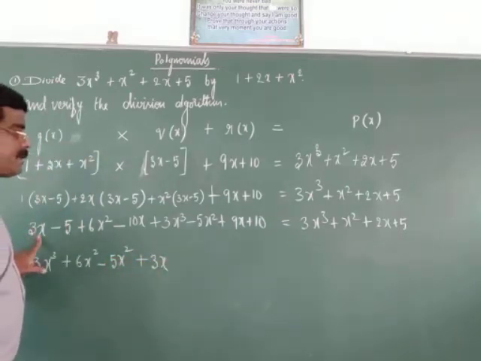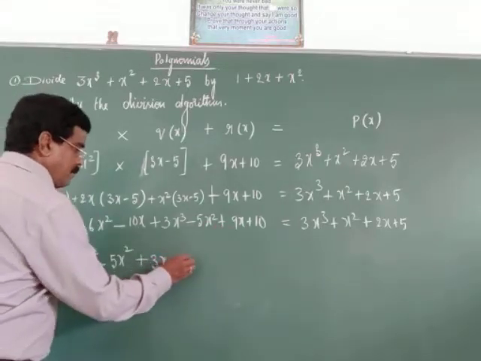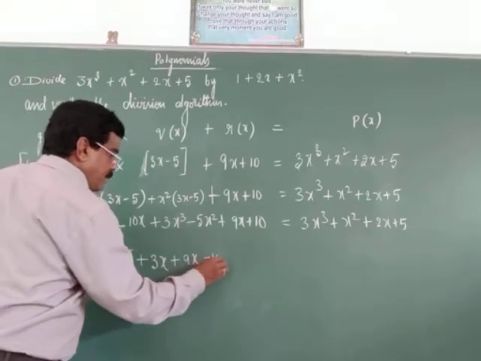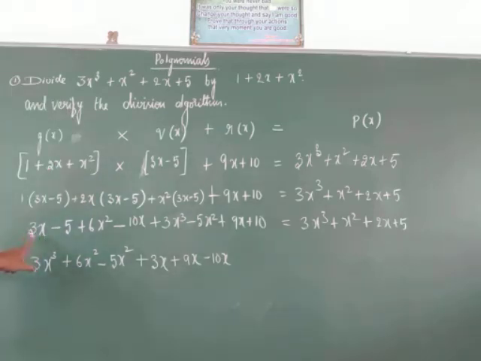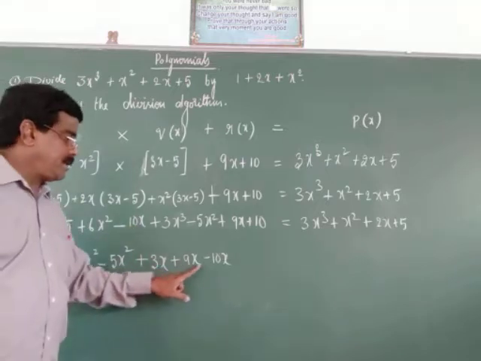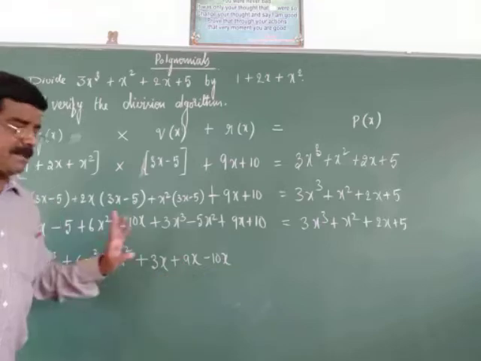See, plus 3x, then plus 9x is there. Then again minus 10x is there. Got it? Plus 3x, plus 10x, minus 10. See, plus 3 plus 10. These are again like terms, because which contains only x.